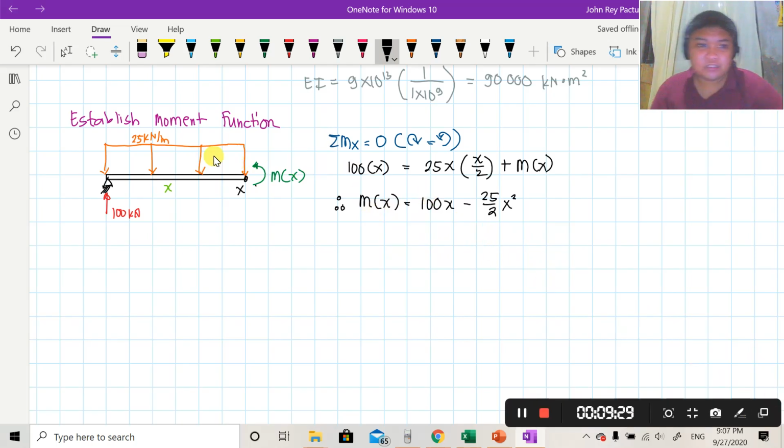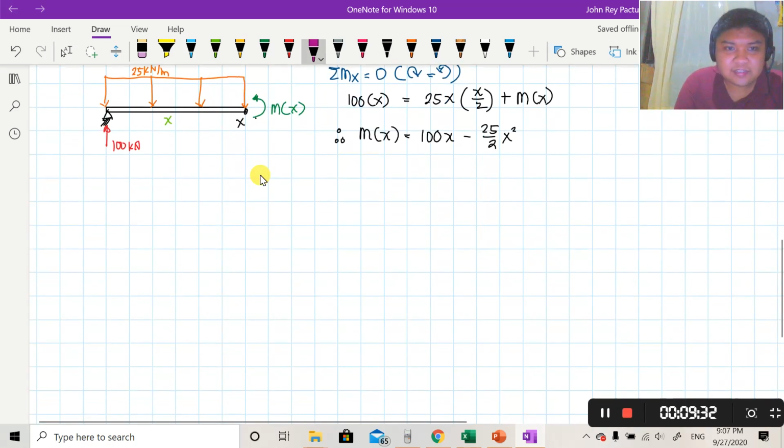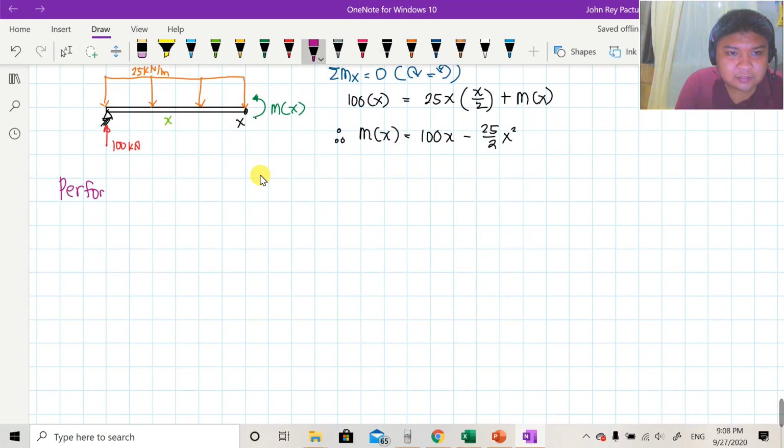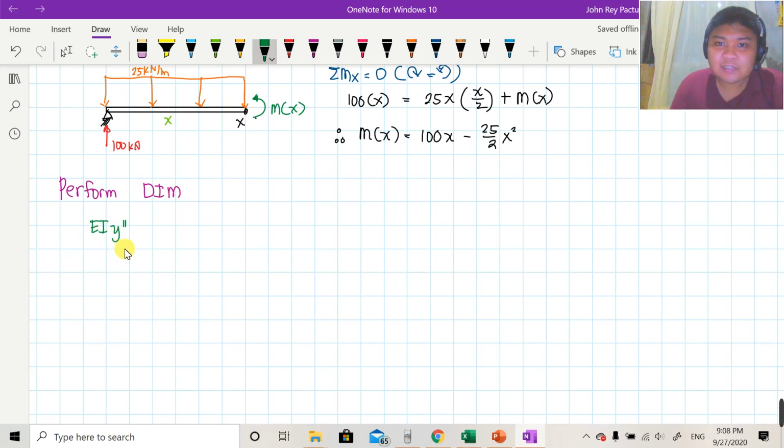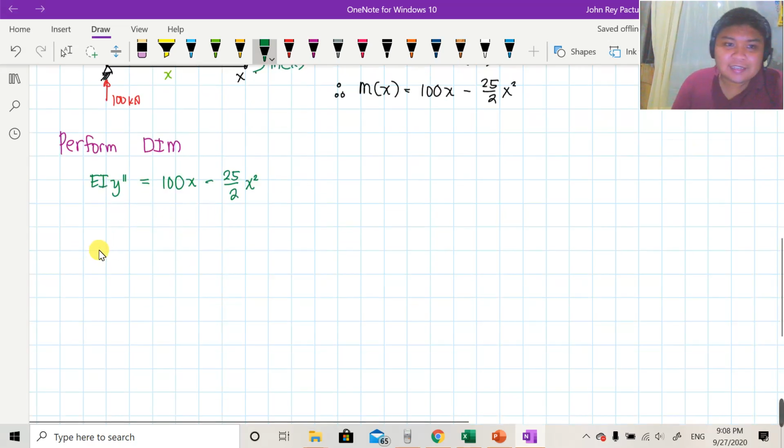After deriving this moment function, the next thing we will do is perform our double integration method, DIM for short. So, perform DIM. First, of course, we have EI y double prime. And what is EI y double prime? That is simply equal to the moment function, so that is 100x minus 25 over 2 x squared. We will integrate this moment function EI y double prime twice.